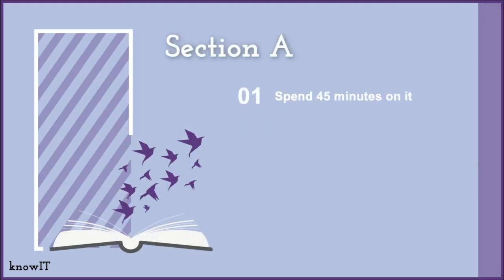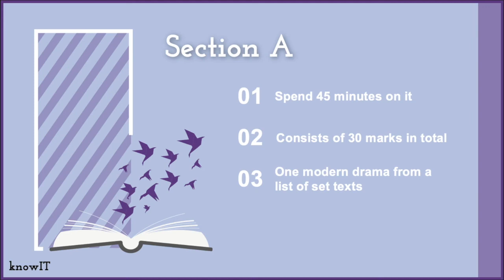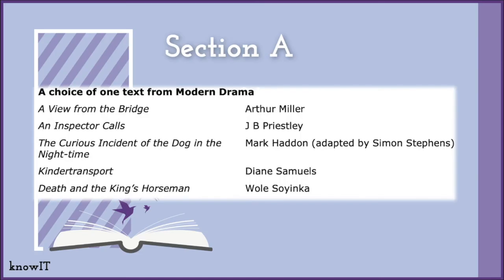So to start off, you have to spend 45 minutes on this section. And next, as we saw, it consists of 30 marks. Thirdly, one modern drama will be assessed from a list of set texts. So you have a list of texts from which your school chooses one modern drama, which you will be doing. You don't do all of them. So this is the list of modern dramas, and you will probably be doing one of these.